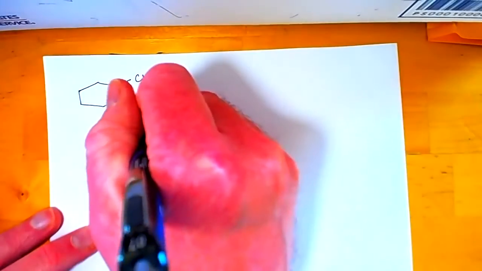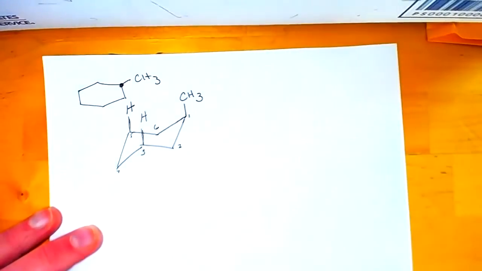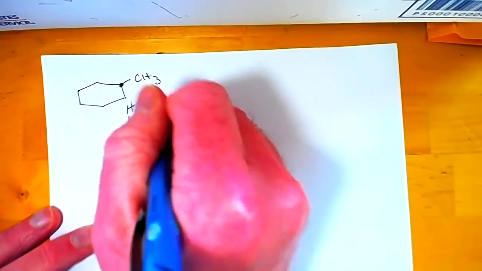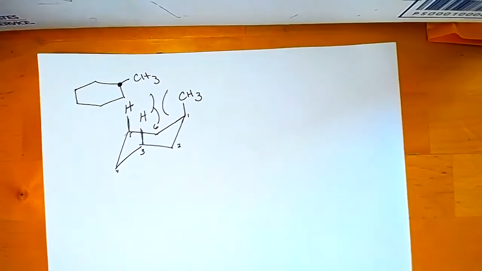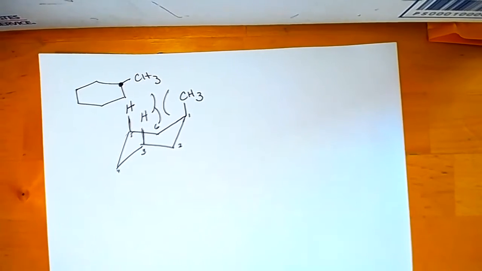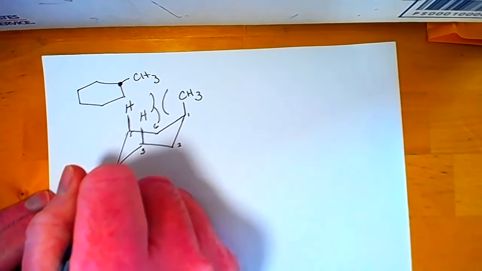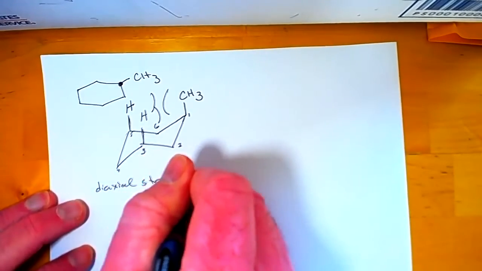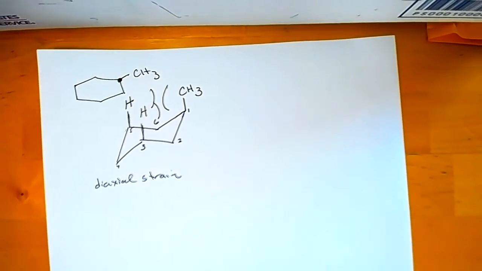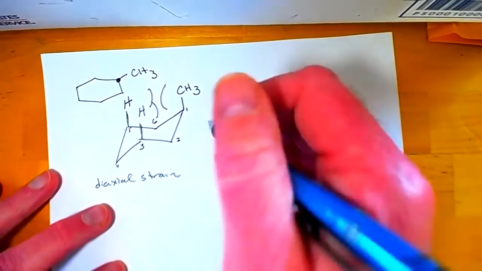And I look at this hydrogen atom here and this hydrogen atom here. Those hydrogen atoms are interacting with that CH3, and that is a steric repulsion. And this is what's called a diaxial strain, and it's one of the main reasons why large groups prefer to be equatorial.